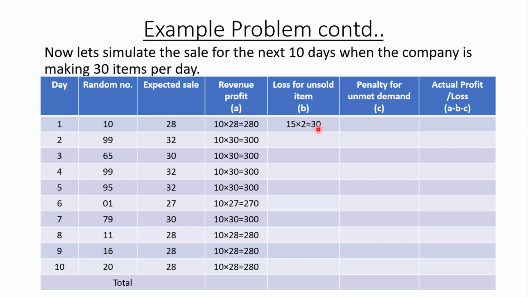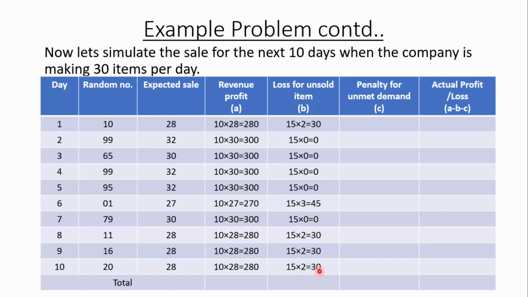Similarly, for the second day, the expected sale is 32 and the company produces 30. So the expected sale is more, and there is no chance of having an unsold item. So this value will be 0. Similarly, we will calculate the loss for unsold items for the remaining days. So this we have calculated here now.